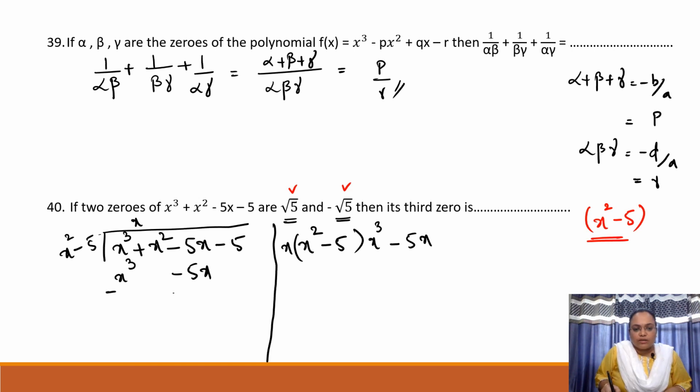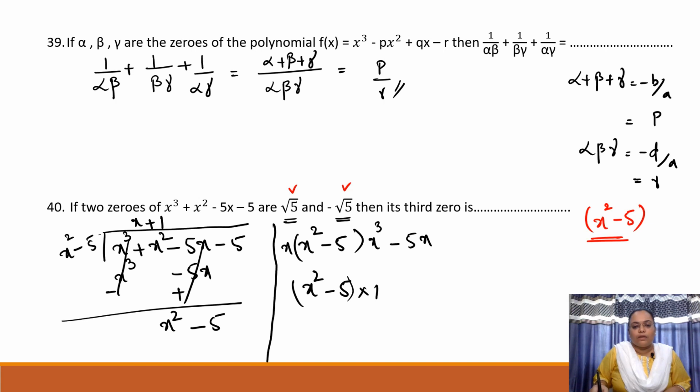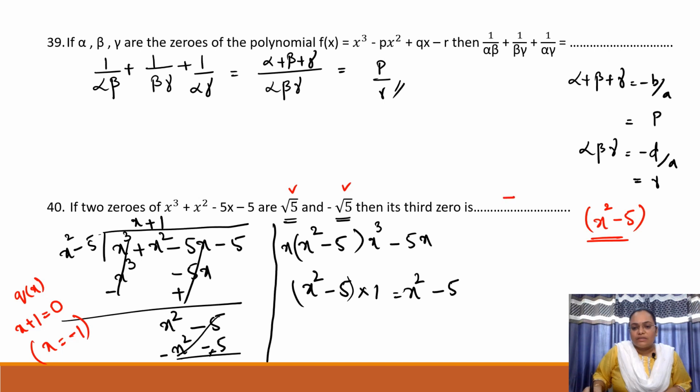Let me change the signs, this both will get cancelled. So, x square minus 5. Let me take x square minus 5 again. This is plus 1 into 1, this is x square minus 5. If you change the signs, both will get cancelled. So, what is the q of x we have got? That is x plus 1. If you equate it to 0, x is equal to minus 1. Okay. The third zero is minus 1.